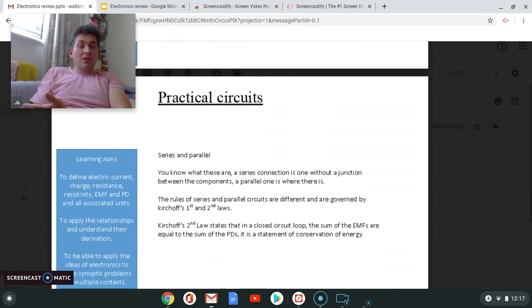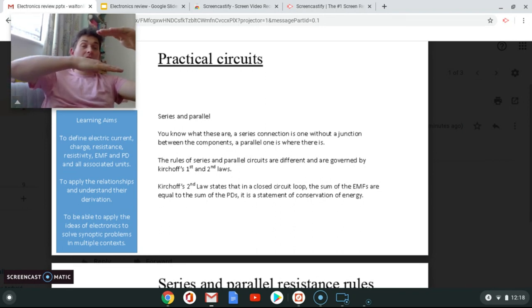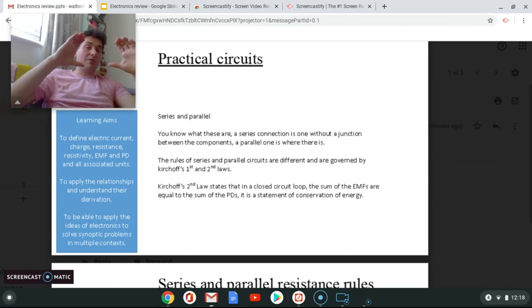So, series and parallel, right? You know what they are. They follow different rules. Kirchhoff's first law always applies. Kirchhoff's second law always applies. Kirchhoff's second law states that in a closed circuit loop, the sum of EMFs is equal to the sum of the PDs. It's a statement of conservation of energy, which basically means in a parallel arm, 5 volts goes through that, 5 volts goes through that. I should say across, 5 volts across that, then there'll be 5 volts across that if they're in parallel with each other.